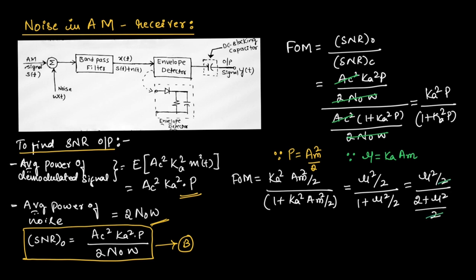Then here the 2 will get cancelled, and we will get the final equation of the figure of merit, which is mu square divided by 2 plus mu square.